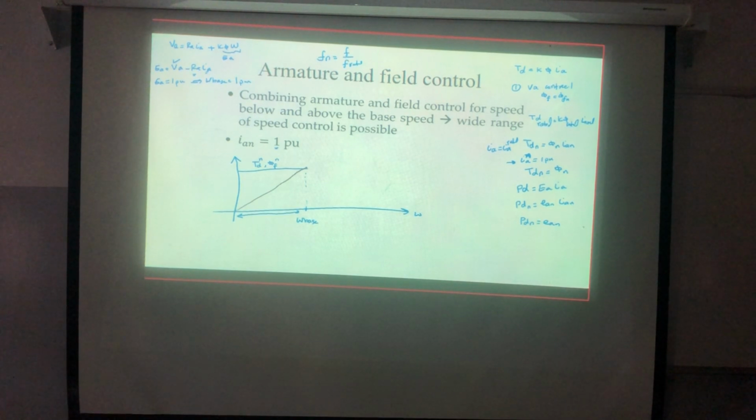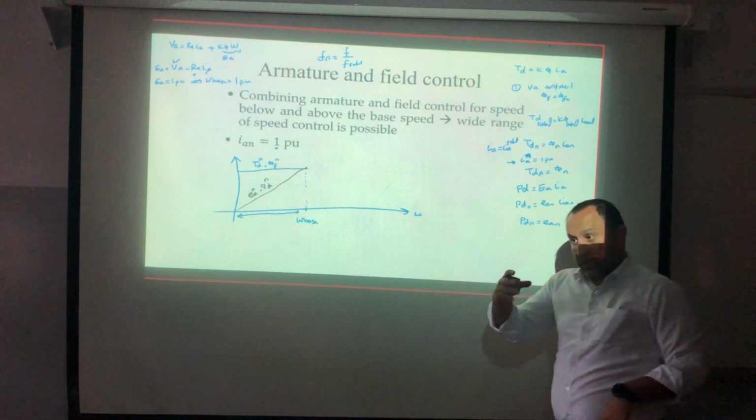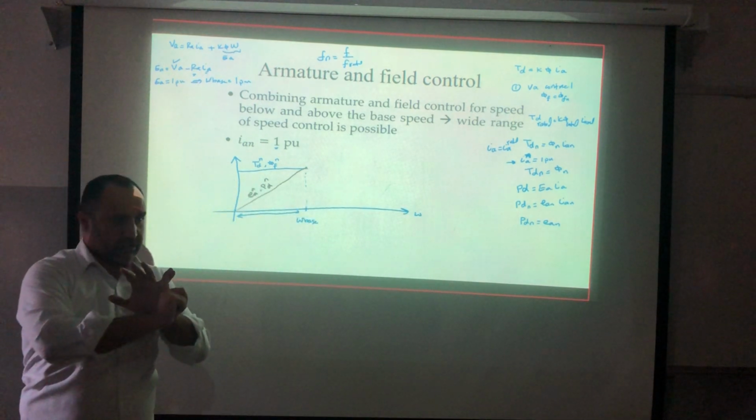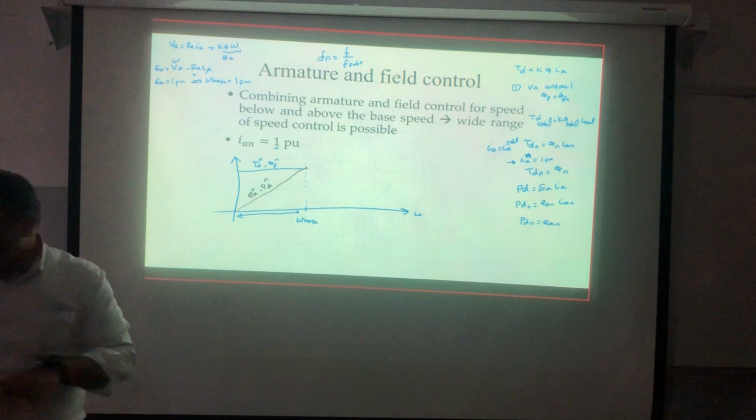Okay. So this curve is for EA normalized and the power developed normalized. Now after that, what will happen? When omega is greater than omega base, I'm now fixing the armature voltage and I'm adjusting the field. So the field will start to reduce, correct?